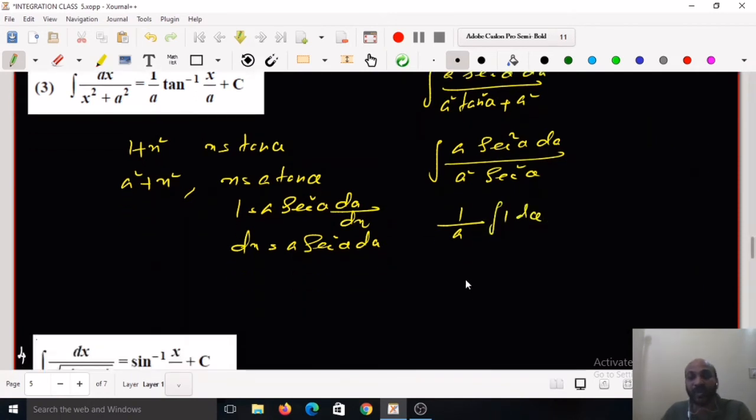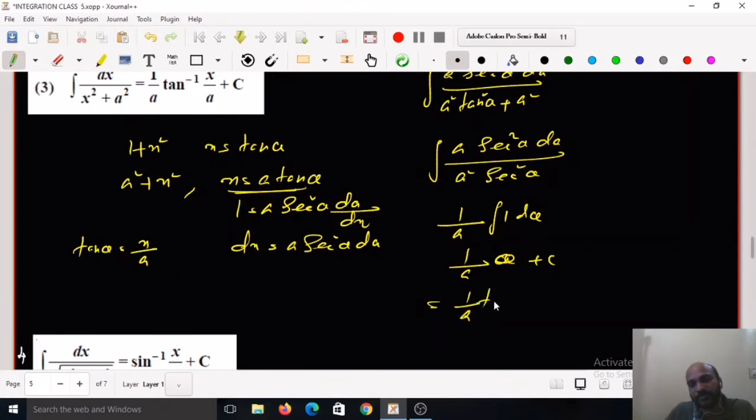What is integration of 1 d theta? 1 dx is x, so 1 d theta is theta. 1 by a into theta plus c. Value of theta: x equal to a tan theta. So what is tan theta? Tan theta equal to x by a. So theta equal to tan inverse of x by a. So final answer is 1 by a into tan inverse of x by a plus c.